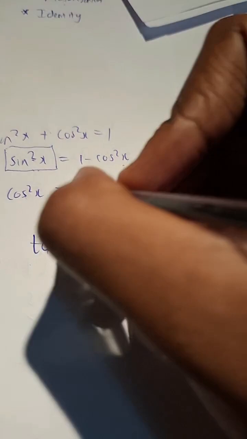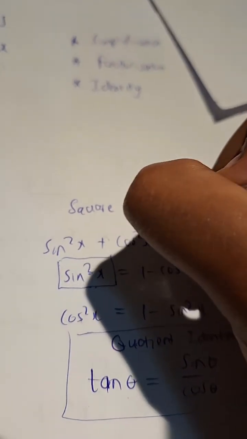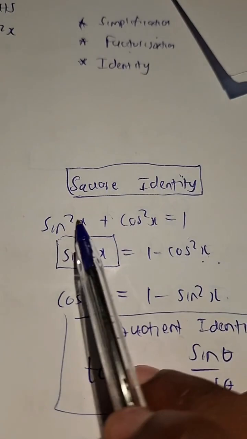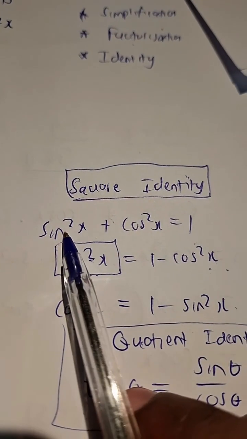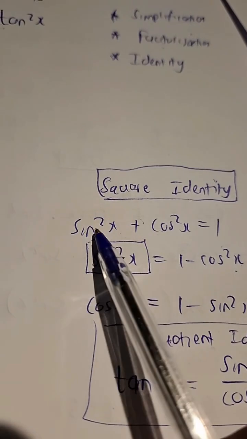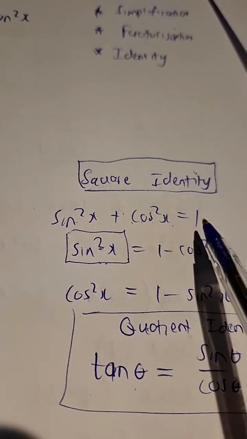Then there is also the square identity, which is sin squared theta or x, or whatever variable you want to use. It just stands for the angle. Sin squared theta plus cos squared theta, or sin squared x plus cos squared x is equal to 1. This is called the square identity.